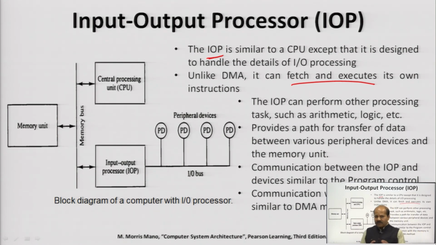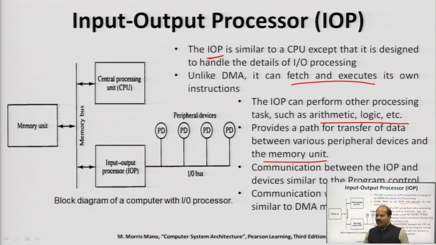However, once it is controlling the input output operation, it will work as a DMA controller. So, you can see the DMA and IO processor will be very similar if both the devices are doing one operation, that is input output operation. However, IOP can perform some other type of operation, fetching and execution of instruction like arithmetic operation. The IOP can perform other processing tasks such as arithmetic and logic, etc., and provides a path for transfer of data between various peripheral devices and memory.